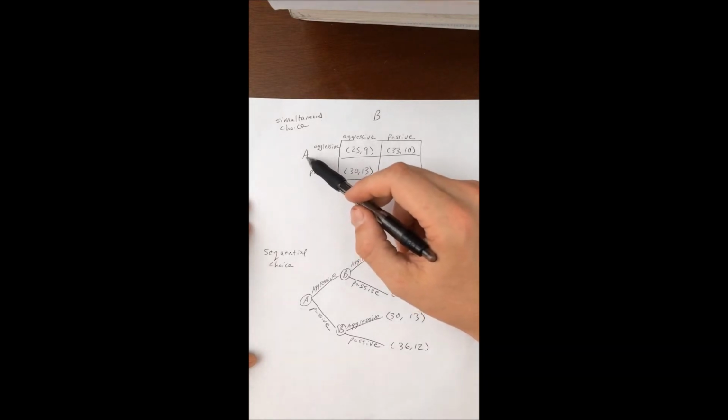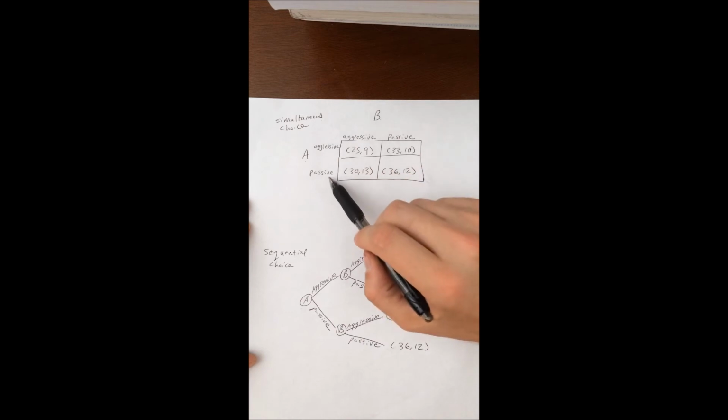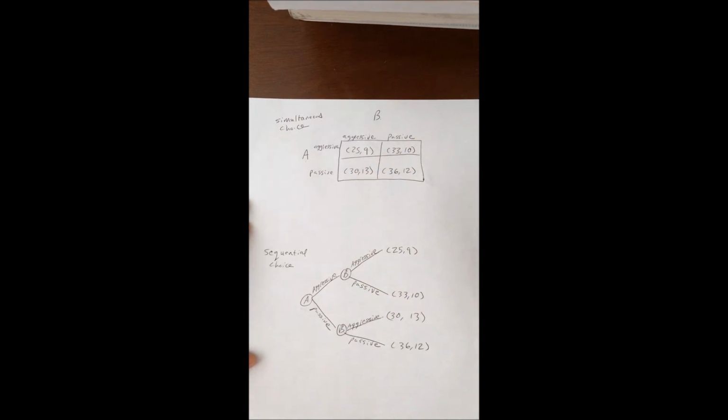Let's evaluate the situation from A's perspective. We'll use best response analysis to find this equilibrium. If B chooses to be aggressive, then it looks like it's best for A to be passive. A's payoffs are in the left element here. So 30 is greater than 25, so A is going to want to play passive. If B plays passive, A is going to also want to play passive because 36 is greater than 33. So it looks like A has a dominant strategy in playing passive. No matter what B does, it's always best for A to be passive.